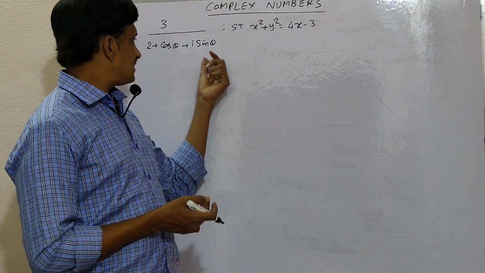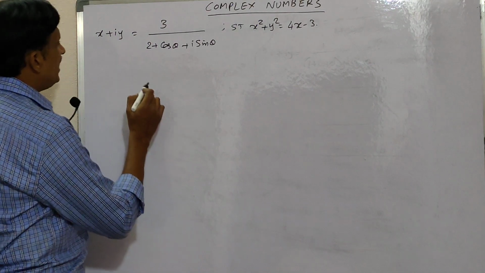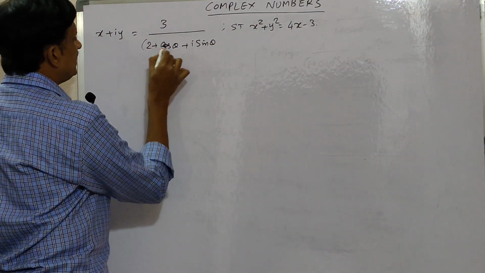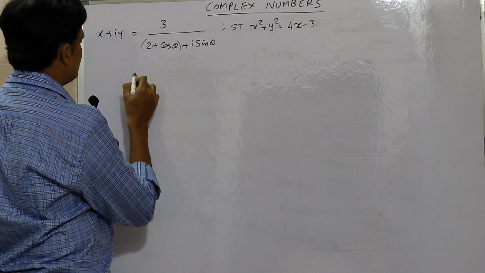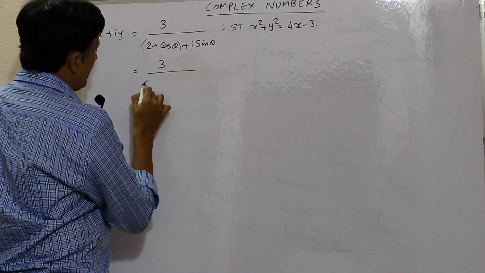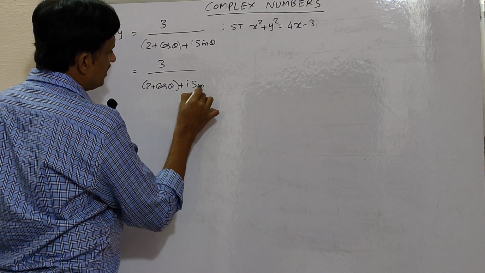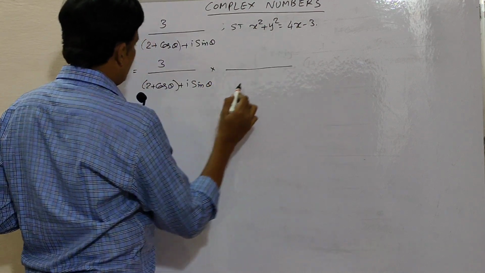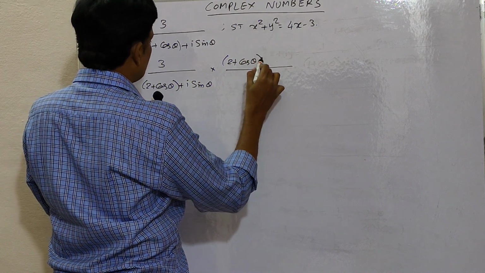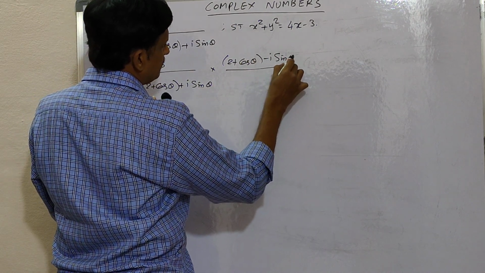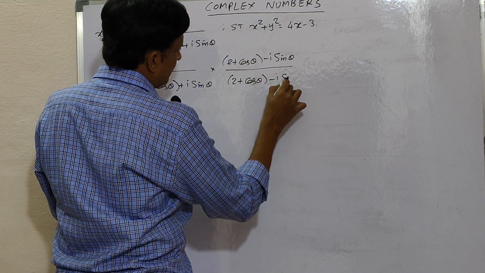So first write this in the simplified form to get the values of x and y similar to the last two. And now here if you observe this one, 3 by 2 plus cos theta plus I sin theta, you can consider like this. Consider the real part and imaginary part like this. Now this is 3 by 2 plus cos theta plus I sin theta is the given one. So we need to multiply and divide with its conjugate complex number, that is 2 plus cos theta minus I sin theta.